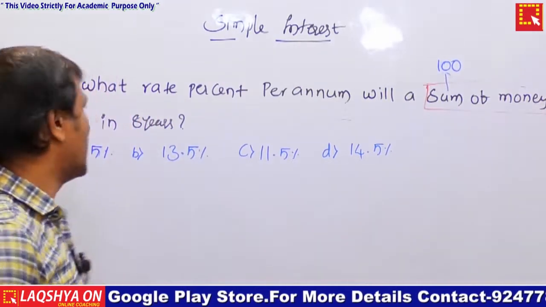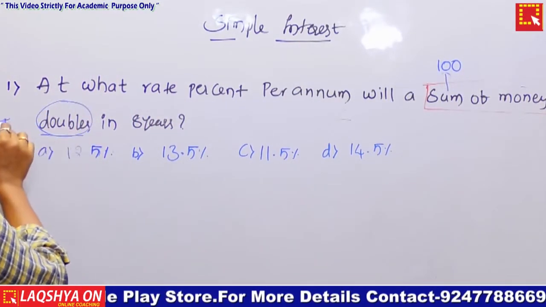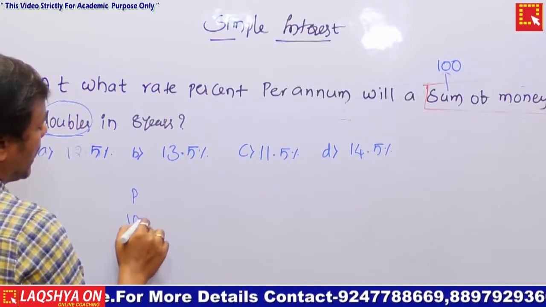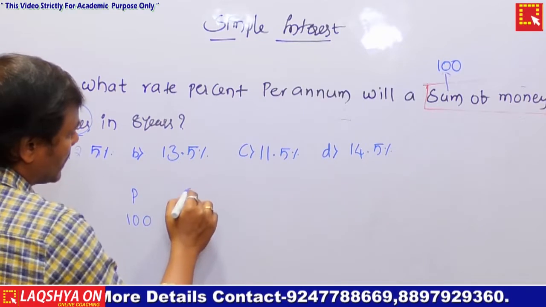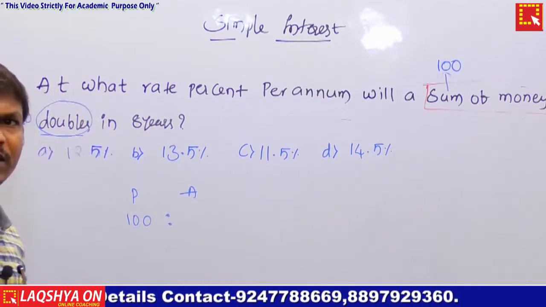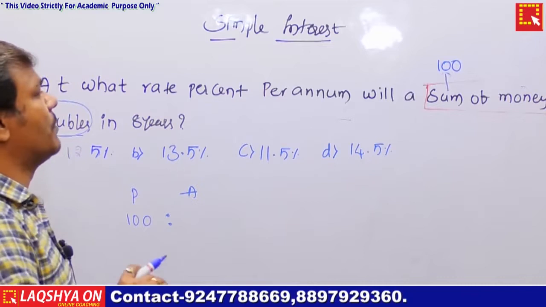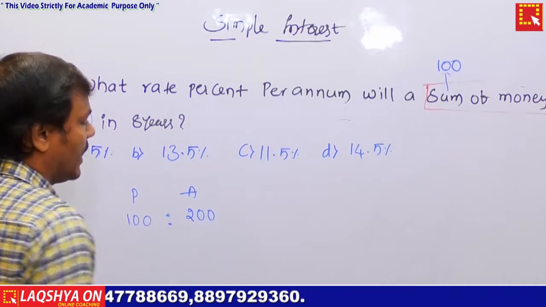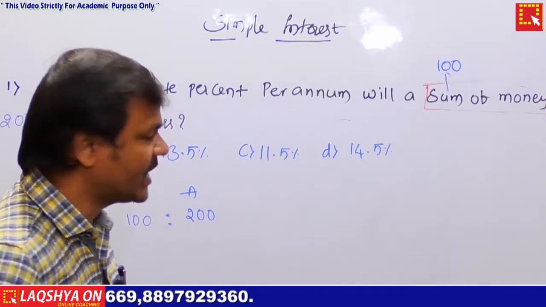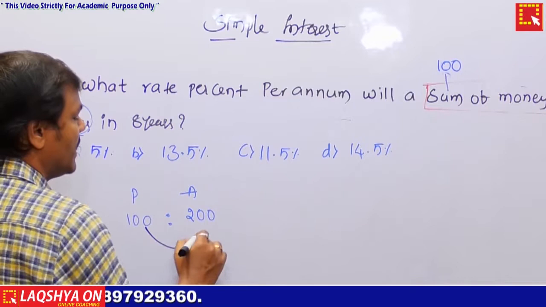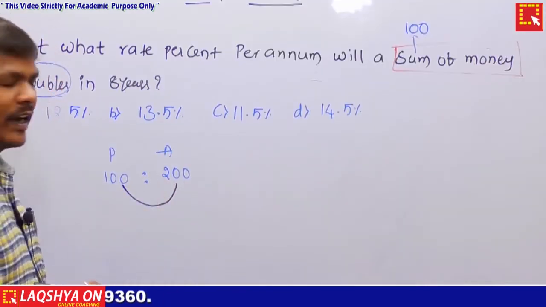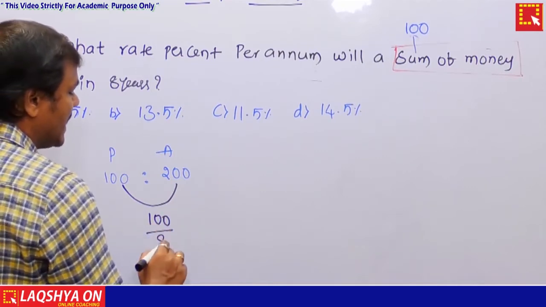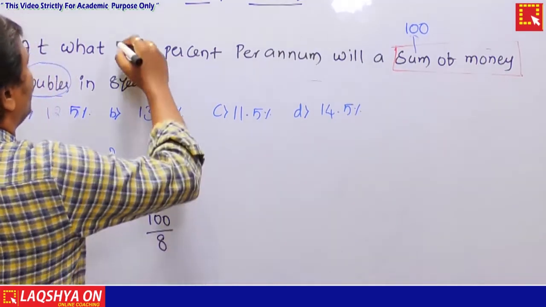If the sum of money is 100, doubling means 200. The principal is 100, and it becomes double, meaning the amount is 200. When it goes from 100 to 200, how much interest has been added? The interest is 100, for 8 years. The rate of interest we have to find.